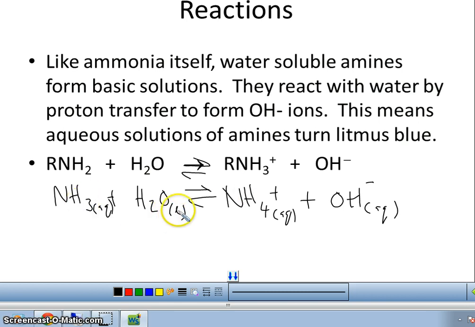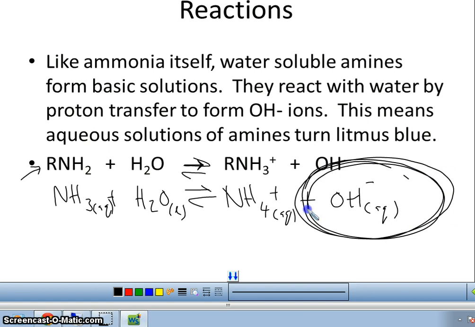Generally speaking, the equilibrium lies to the left, and it's the same thing with these organic compounds, the amines. The equilibrium will lie to the left, but that doesn't mean that you can discount this. The products are there, and they are there in enough proportions to make a basic effect.